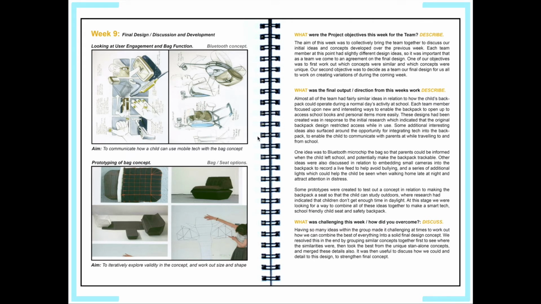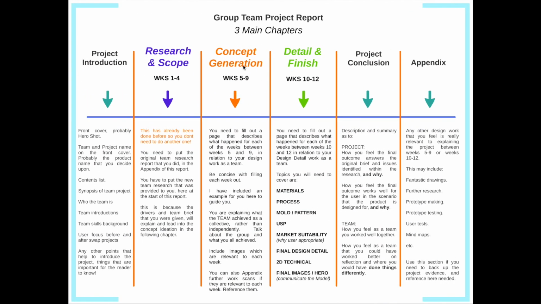Now if you've got extra work that you want to put in, again you can just appendix it at the back. Maybe in week 9 there was quite a lot of work done that you can't mention everything here, but you can refer to it in the appendix. So you can appendix things at the back of the A4 document and just talk about it here so we can go and have a look at it. Okay, so that's your concept generation, weeks 5 to 9, you can write about that.